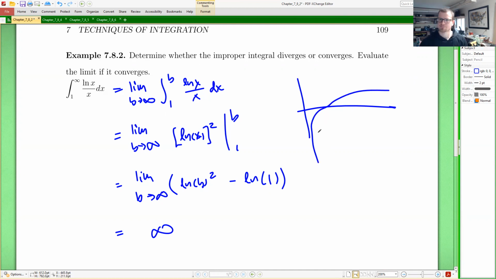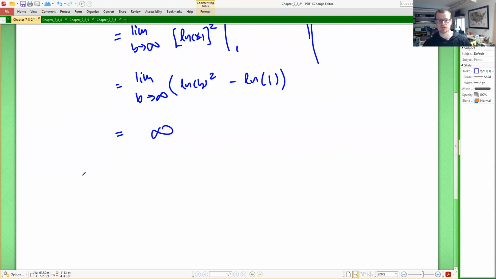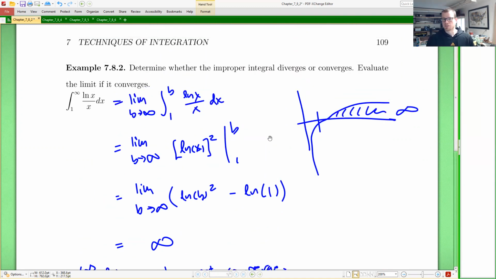But the point is that the area that we're looking at is going to become an infinite area. So we would say that this limit does not converge. The integral from 1 to infinity of the natural log of x divided by x dx does not converge. It doesn't approach a finite value.